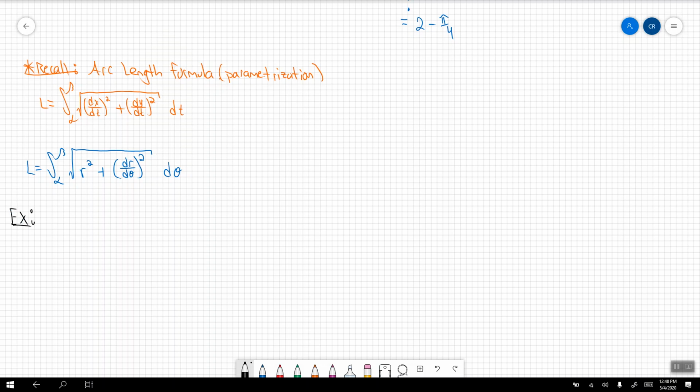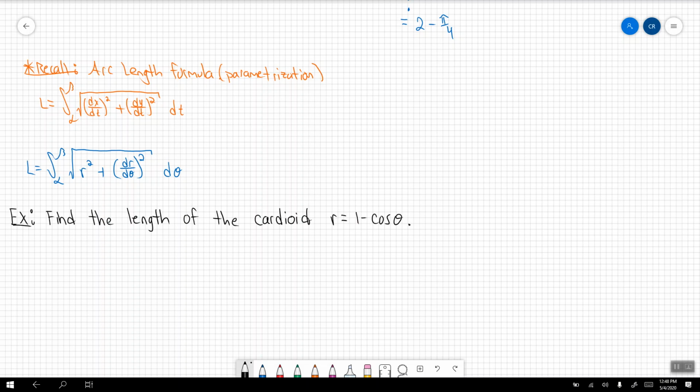So here goes this example. We want to find the length of the cardioid, which is going to be r is equal to 1 minus cosine of theta. Alright, so r is equal to 1 minus cosine of theta.